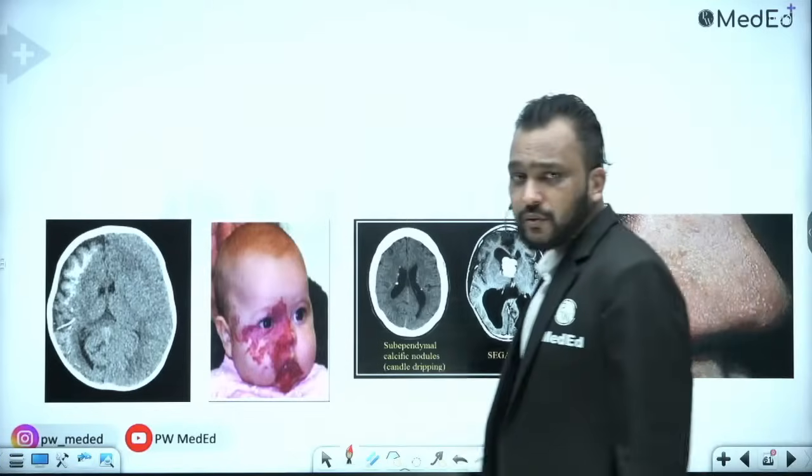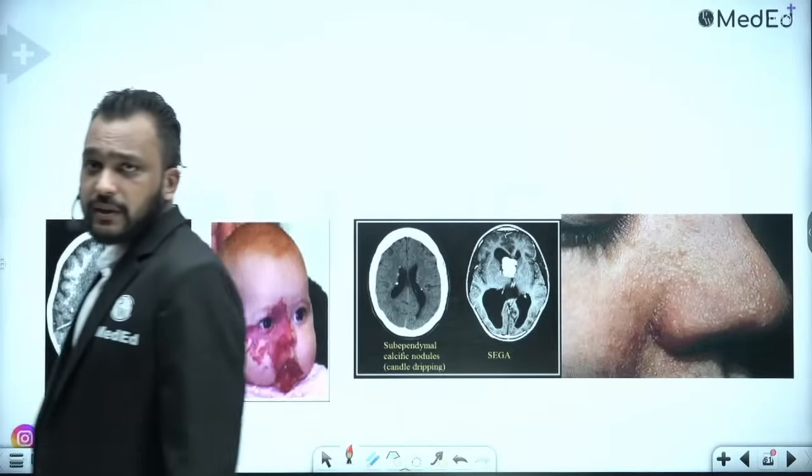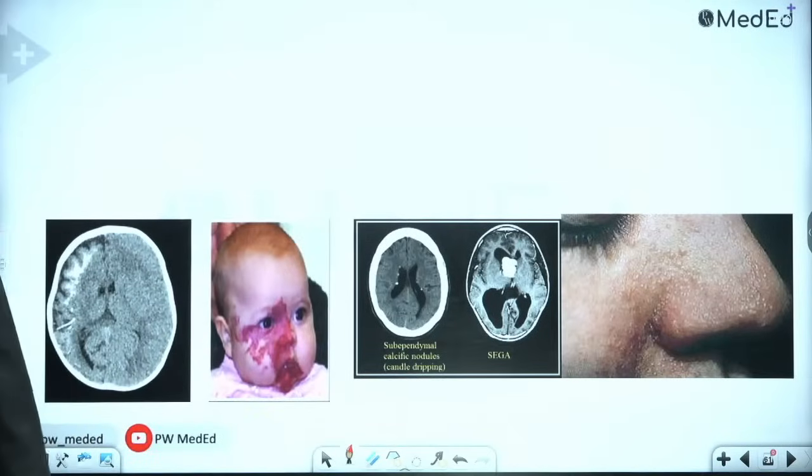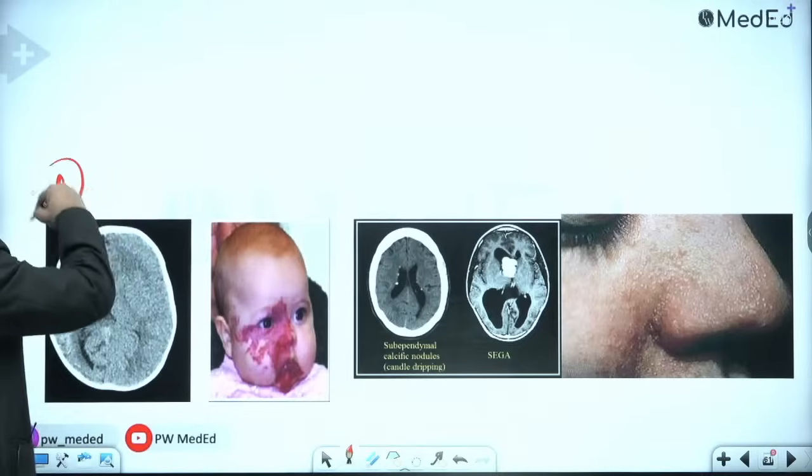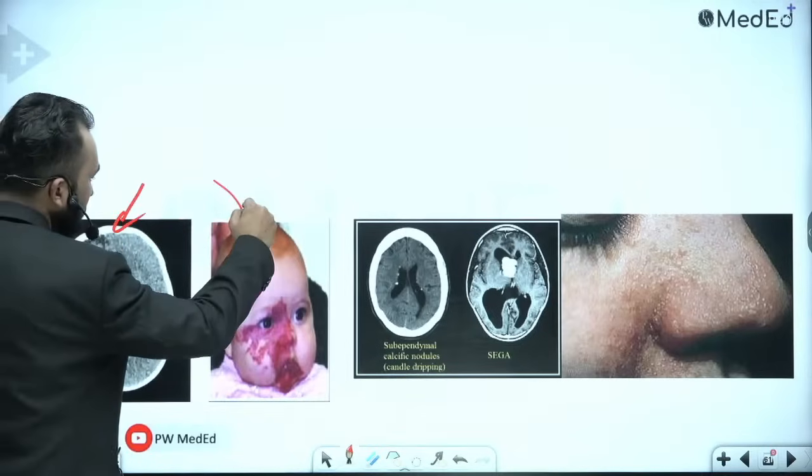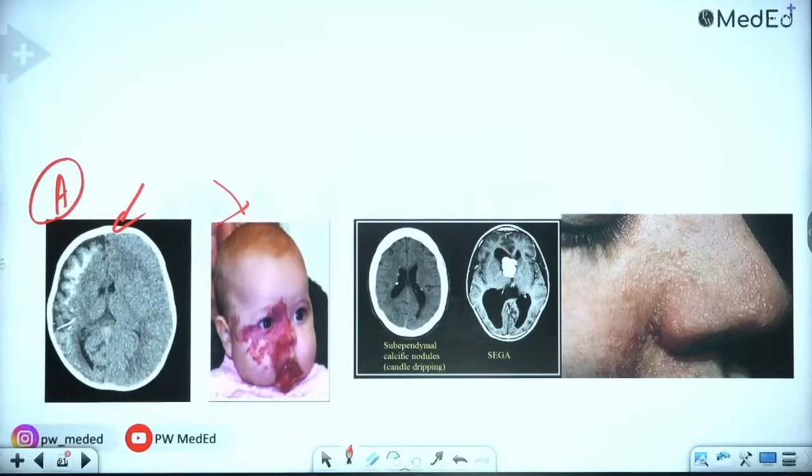So let us have a look at a few neurocutaneous syndromes. Can you identify the first syndrome? This is the first neurocutaneous syndrome. Tell me, what are you able to see? What are your imaging findings for this case?